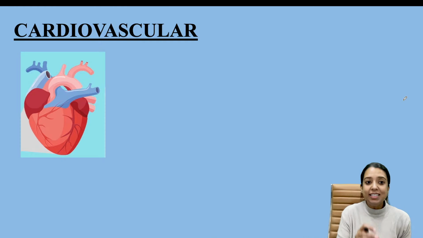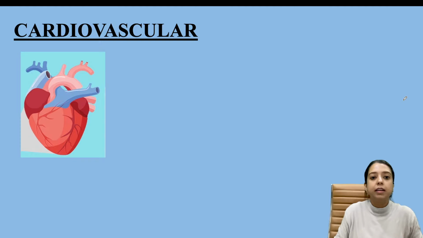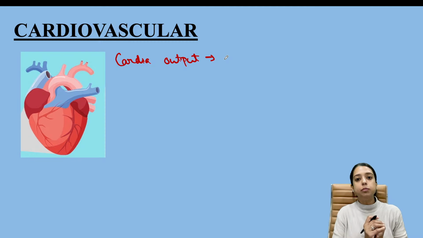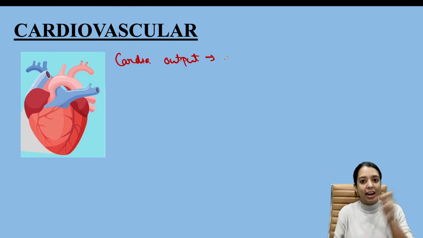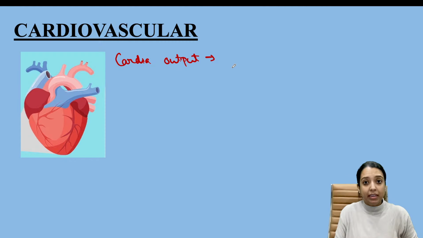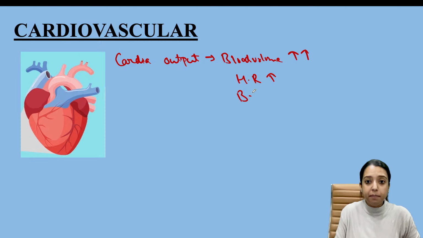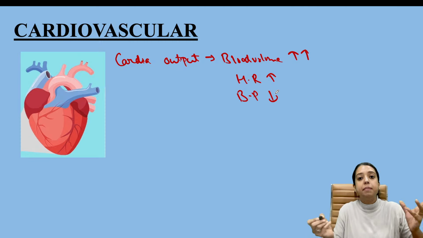Okay? Now let's see the cardiovascular changes. What happened in the cardiovascular system? What will happen to the cardiac output? See, what is cardiac output? Cardiac output is how much blood is being pushed in one minute, right? So blood volume is rising. Women have more blood. Heart rate rising. Blood pressure falls.